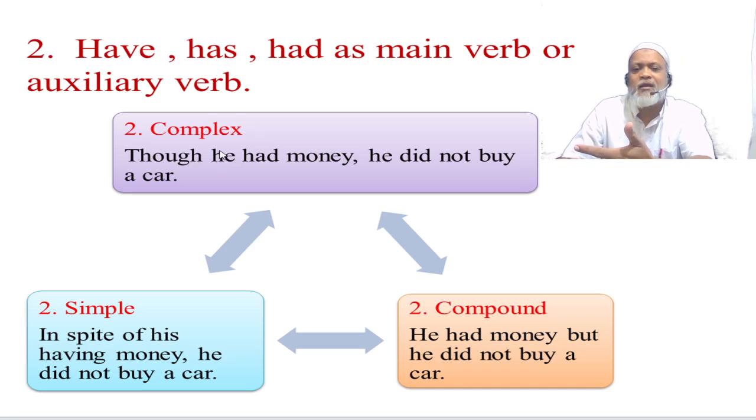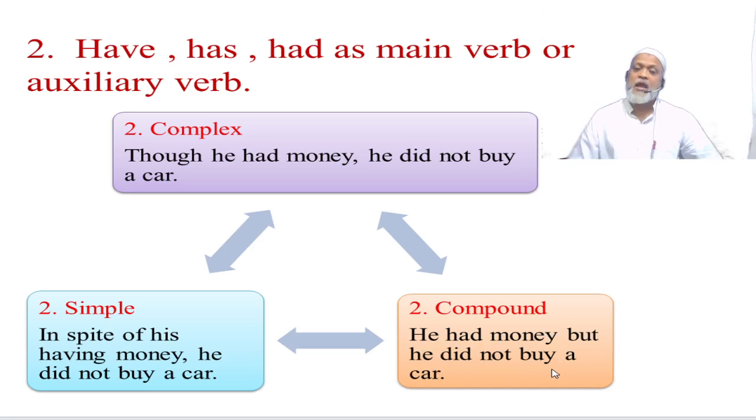In the simple way, where we find though, we use but with another clause. Where we find though, we will not use but with though. In place of though, we will use but with another clause. Here though is found with he had money. We will use but with he did not buy a car, and it will be changed into compound. The compound sentence will be: he had money but he did not buy a car.